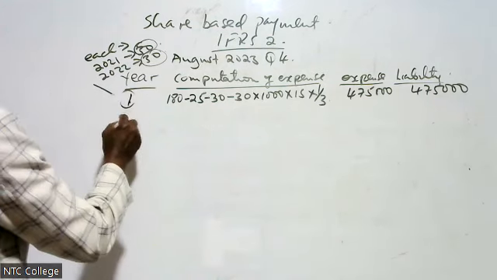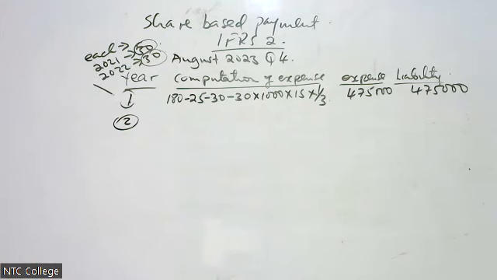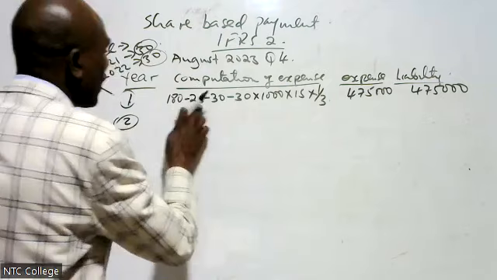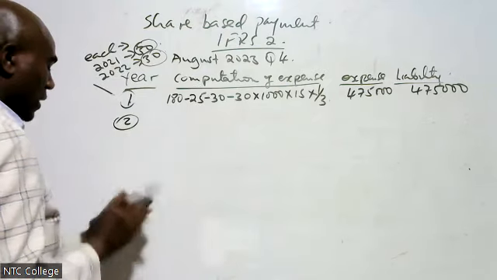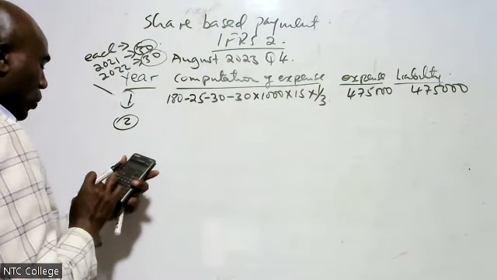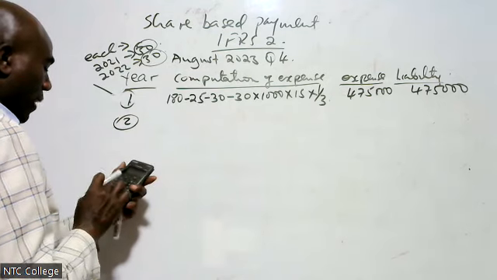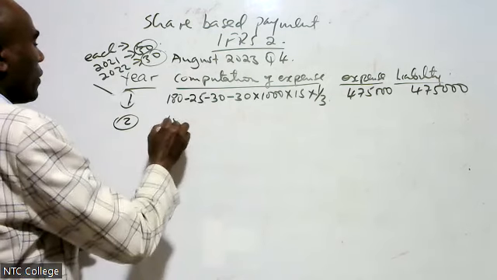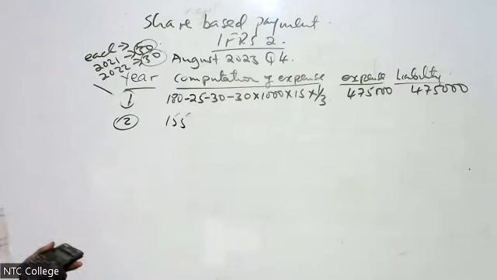Then I come to year 2. Now, when I come to year 2, I know very well that 25 employees left. Therefore, here, I'm going to take 180 minus 25. I get 155. Those who are there.